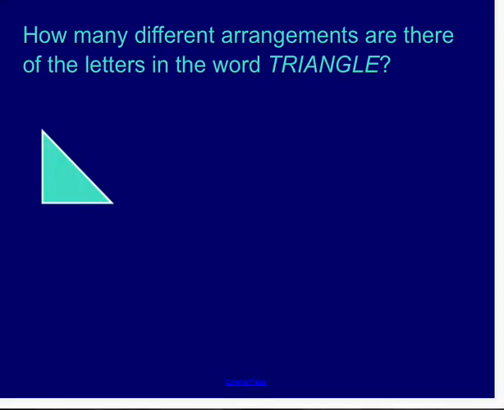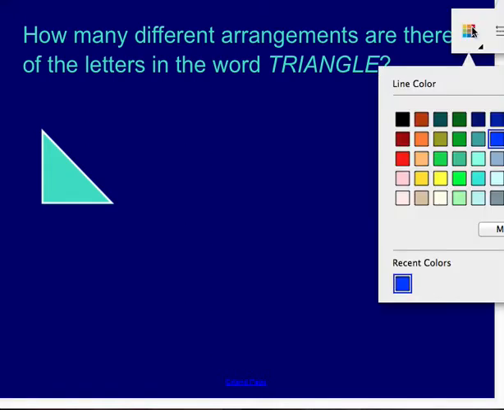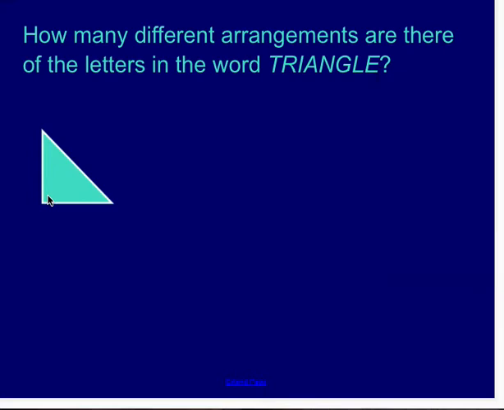How many different arrangements are there for the word triangle? This is actually just a play on what we did yesterday. So the first thing I want to do is calculate how many letters I have. 1, 2, 3, 4, 5, 6, 7, 8. So I have 8 letters. When I set that up, I'm going to draw that out. 1, 2, 3, 4, 5, 6, 7, 8. So I have 8 spots for arranging the word triangle.